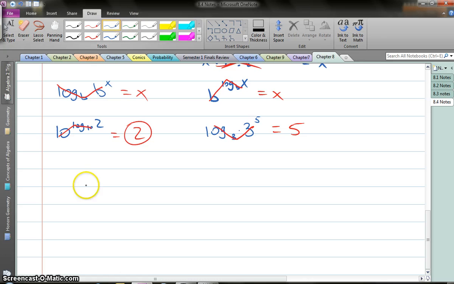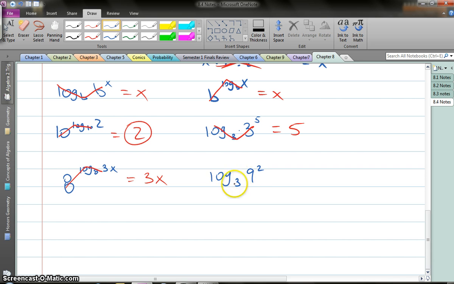Let's try this one. 8 raised to log base 8 of 3x. Go ahead and tell me what you're left with. These are gone, so I'm left with 3x. All right, let's try a more difficult one. Log base 3 of 9 squared.